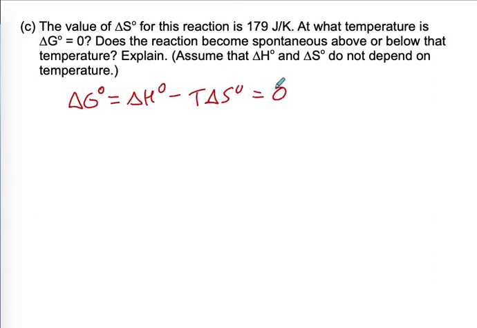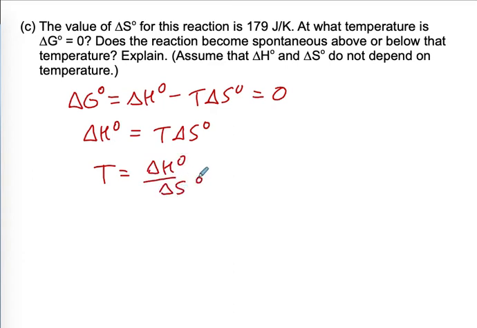If delta G naught is equal to 0, then that means delta H naught equals T delta S naught. And we need to find what temperature that is. That temperature will be delta H naught over delta S naught. Well, we're given the standard entropy change. We need to calculate the standard enthalpy change.